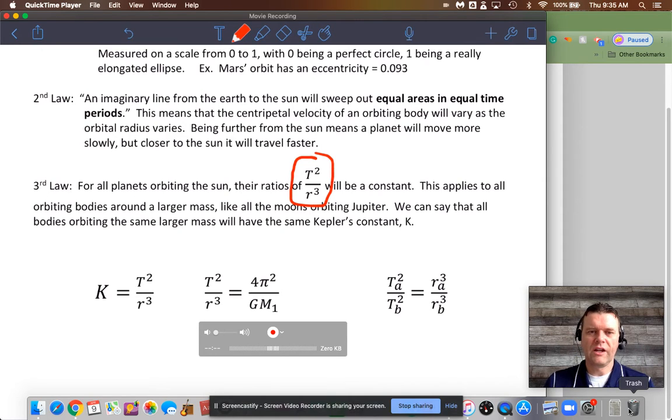We could also say, like I said in the example, all the moons that are orbiting Jupiter, it has 9 big ones and there's some other small ones. I can't remember the total number. But anyway, all of those moons that are orbiting Jupiter would have the same Kepler's constant. Okay, and that is measured as K. So you can see that down here.